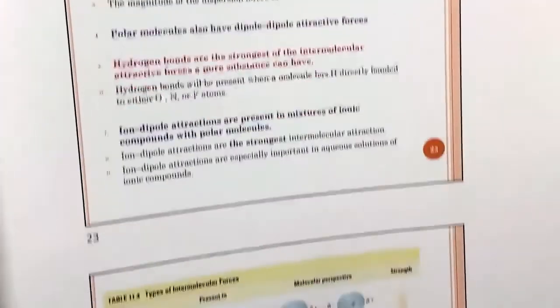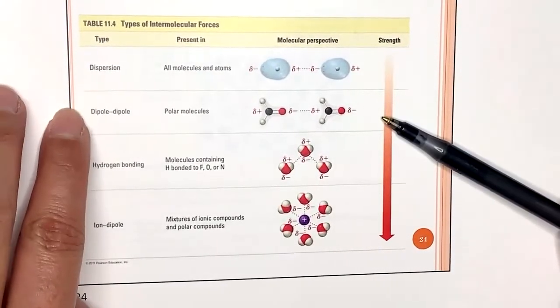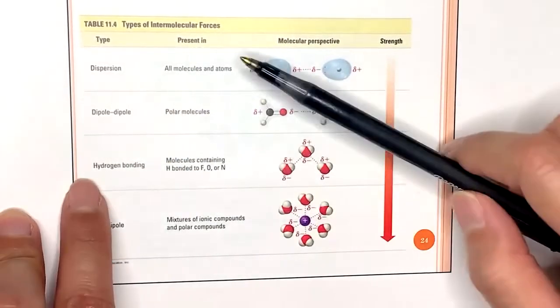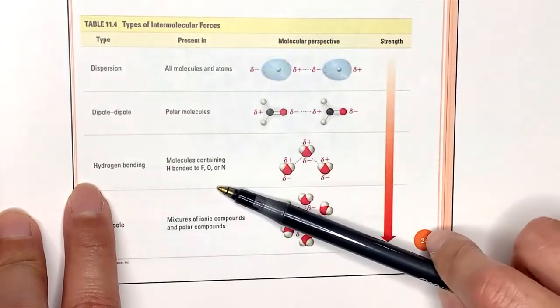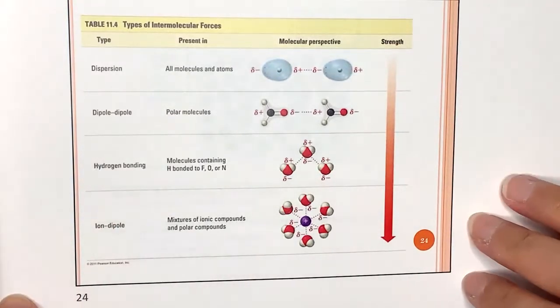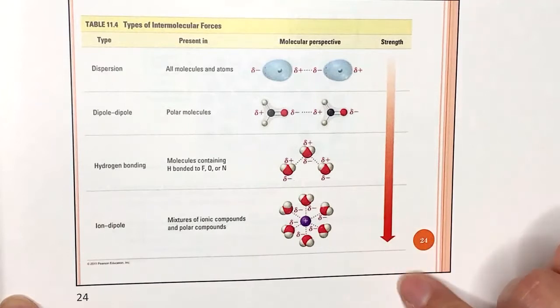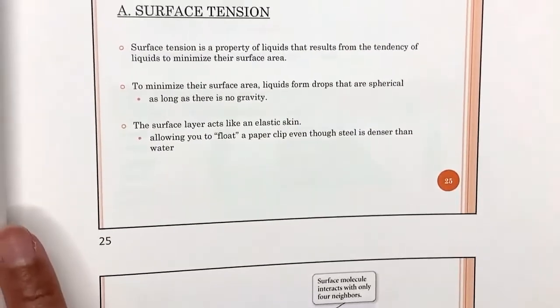So let's do a quick summary. Strength-wise, we have London dispersion, dipole-dipole, hydrogen bonding, ion-dipole. This one is for mixtures. These three are for pure stuff. London dispersion is for everybody that has electrons. Dipole-dipole is only for polar molecules. Hydrogen bonding is for molecules with HF, OF, and NF. The higher the intermolecular force strength, the higher the boiling point and the melting point will be.